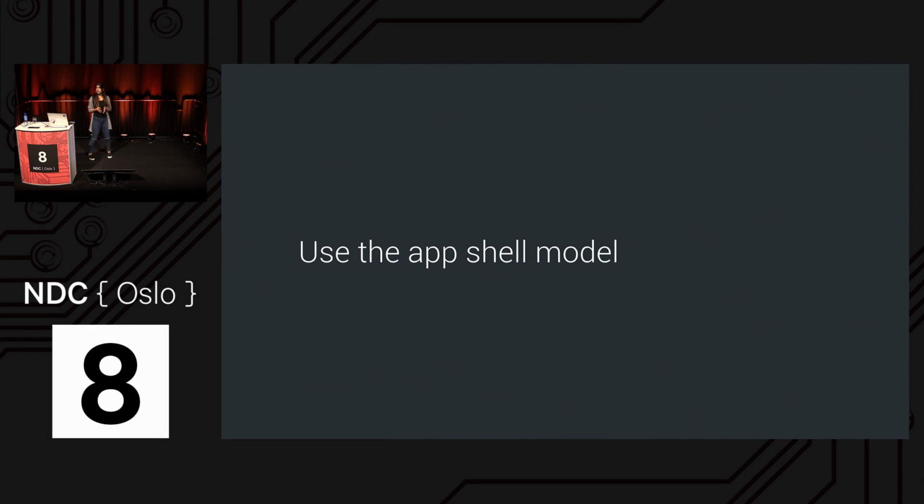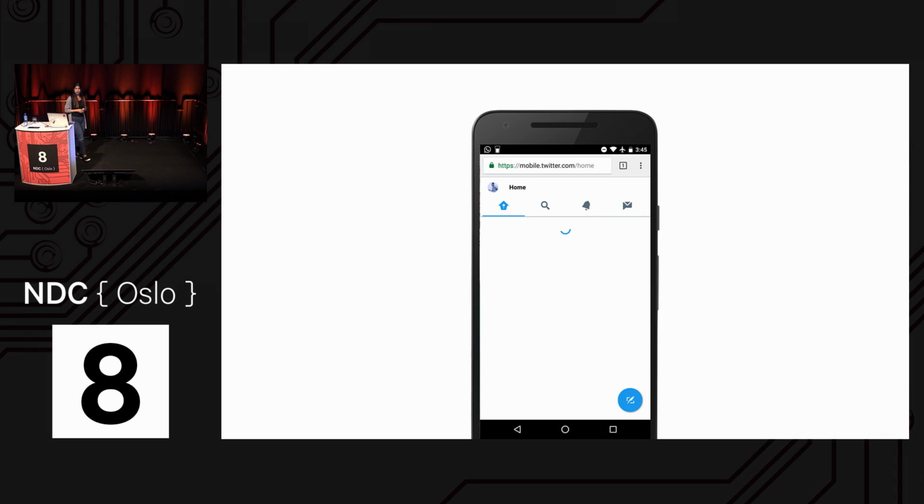So the app shell is the minimum HTML, CSS, and JavaScript that powers the user interface. And here are some examples of an app shell. This is Twitter Lite's app shell. So as you can see, it's very basic. It has the nav bar, some links.